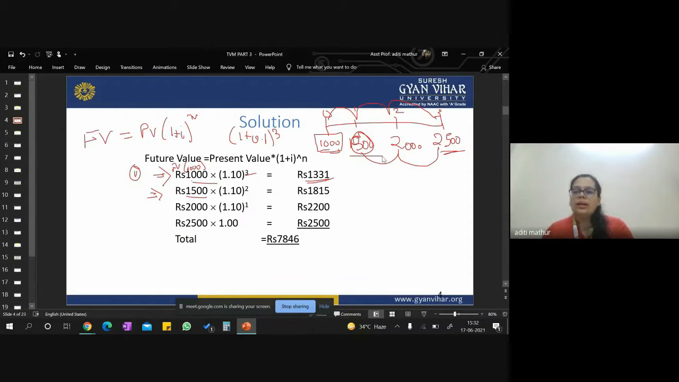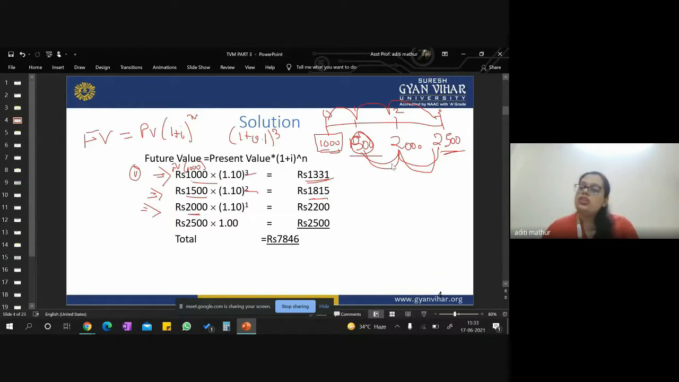But for the 1500 investment, which you'll be doing after 1 year, you will have a time period of only 2 years to earn the interest. So it is 1.1 to the power of 2, which will give you an overall future value of 1815. Then let's do the calculation for the investment at the end of the second year.